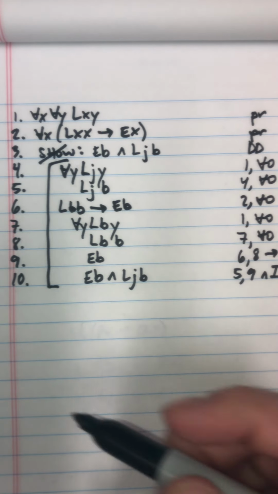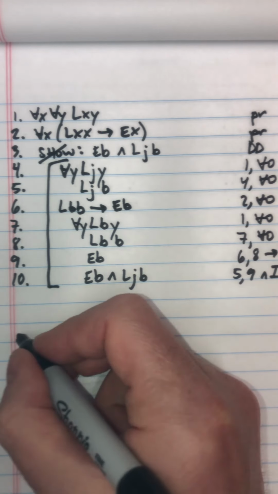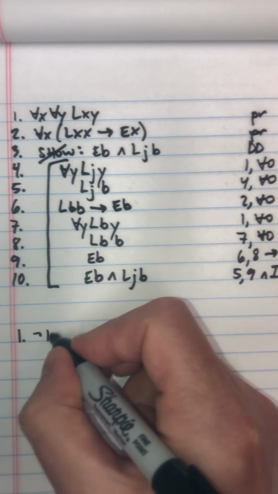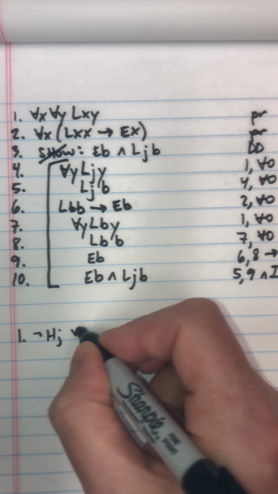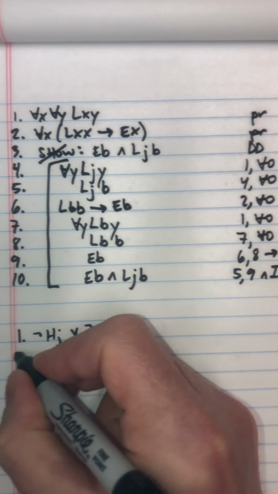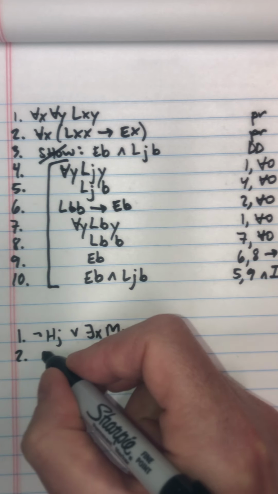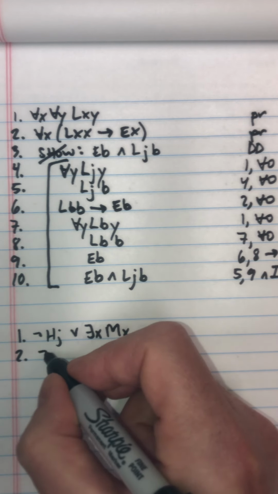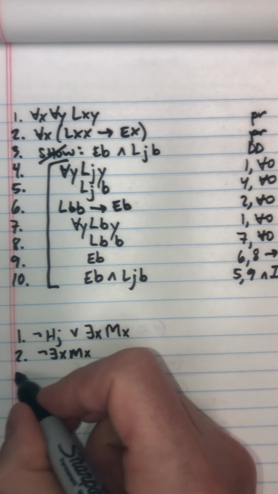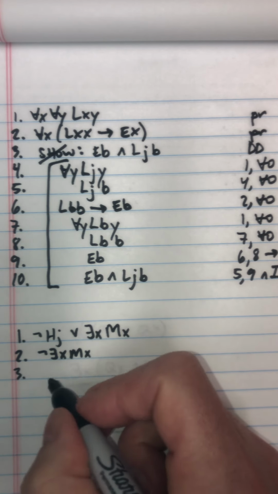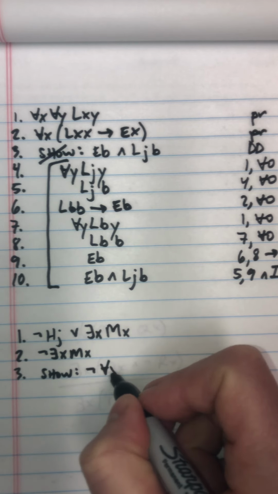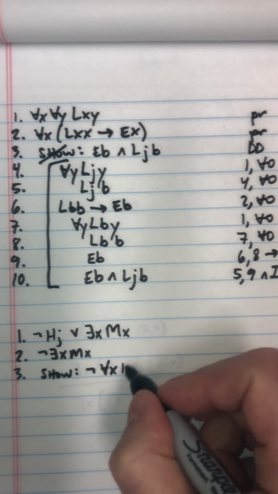Last example, before we learn a new rule. Our premises are going to be not hj or something as m, and nothing is m. And we want to then show that not everything is h.